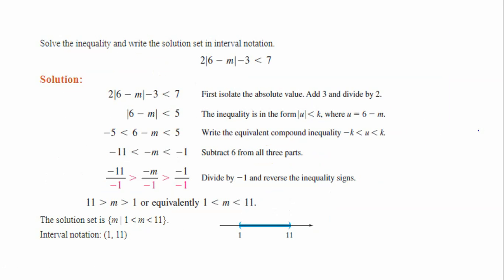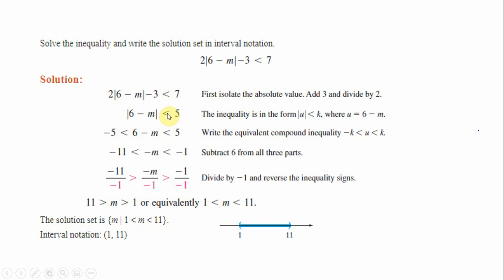So let's see how we use that property. Solve the inequality and write the solution set in interval notation. So +3 to get that by itself. I've got 2 times the absolute value of 6 minus m, minus 3, less than 7. I want to do +3 to get rid of this -3. So +3 gives me 10, and then I want to divide by 2 to isolate the absolute value of 6 minus m, and 10 divided by 2 was 5, maintaining the order.